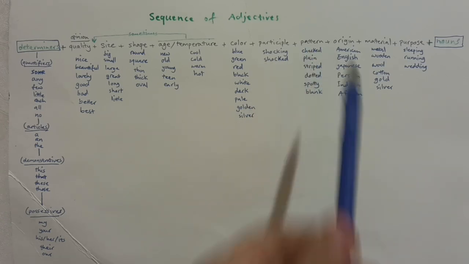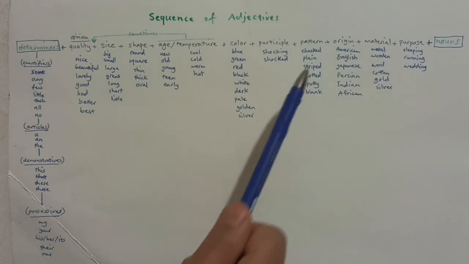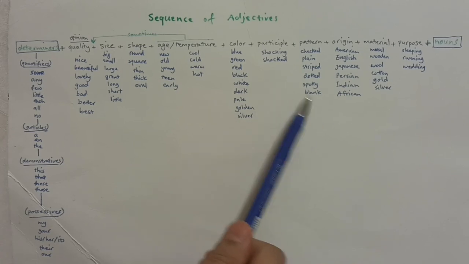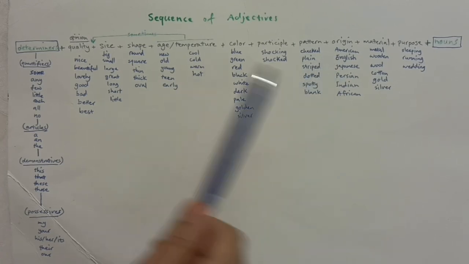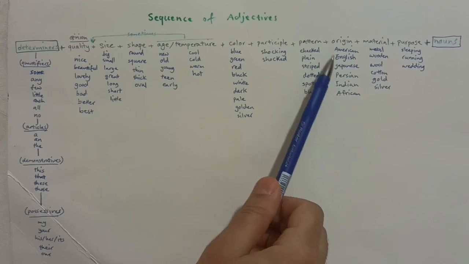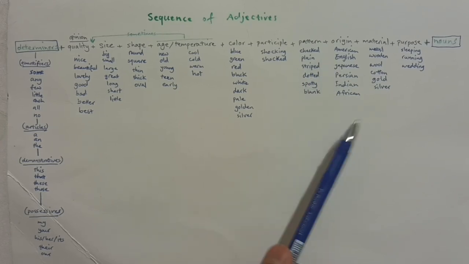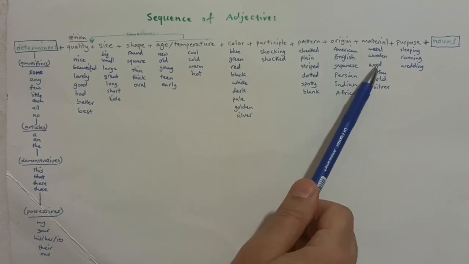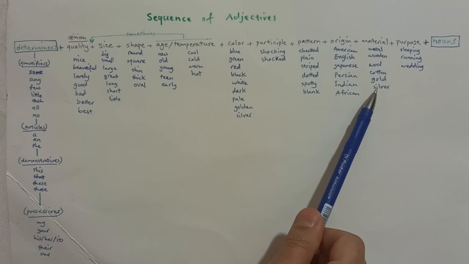Then we have the adjectives of pattern, as you can see here, like checked, plain, striped, dotted, blank, or spotty. Then adjectives of origin, the country where it comes from or where it is made, like American, English, Japanese, Persian, Indian, African. And the adjective of material is next, like metal, wooden, wool, cotton, gold, silver.